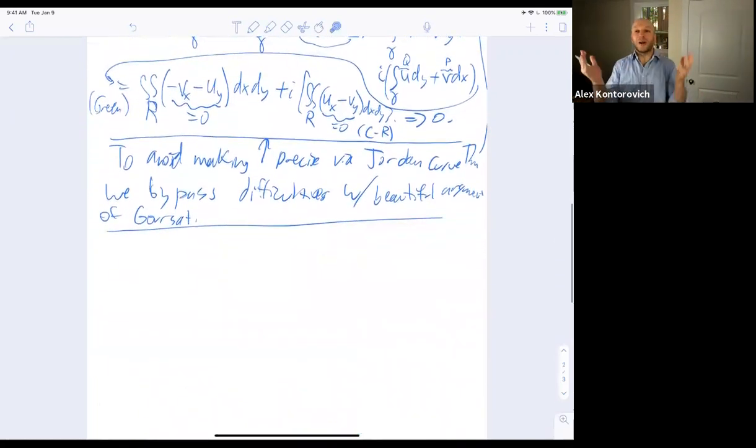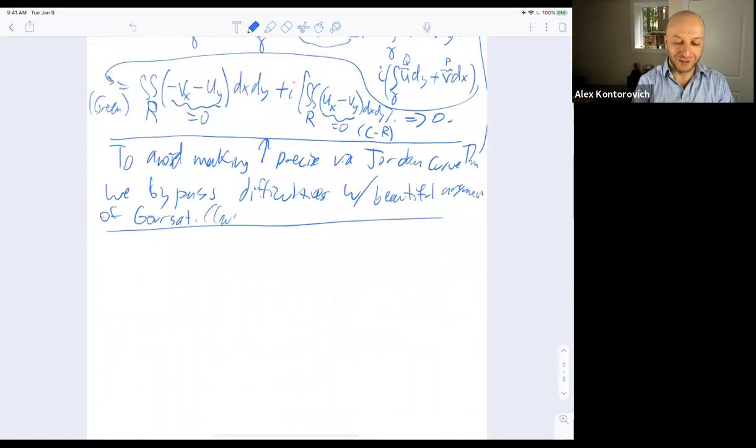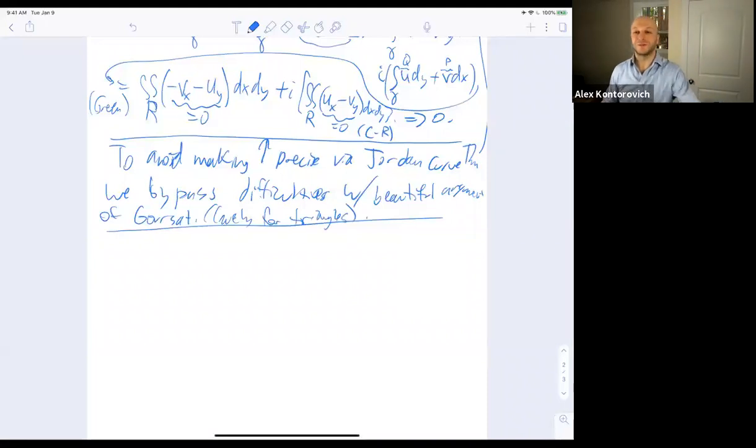Goursat says, I don't know about general curves. There's no question about what the interior of a triangle is. So I'm just going to prove Cauchy's theorem for triangles. So Goursat is Cauchy for triangles. And you might think this is pretty stupid. Like, how are we going to get anywhere just from triangles? The curves are much more general than that. Just you wait. There's so much mileage he's going to get out of this.